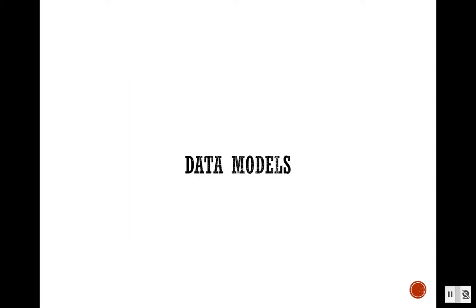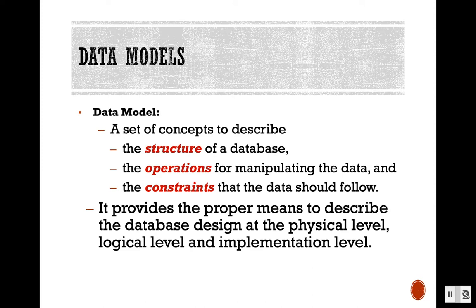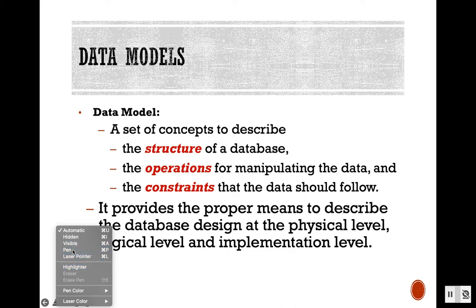Let's first see data models. As we know, when we have a set of related data or mini world, we can model them using a data model. A data model means a set of concepts by which we want to describe the structure of the database, the operations for manipulating the data, and the constraints the data should follow. Each data model should have these three components.